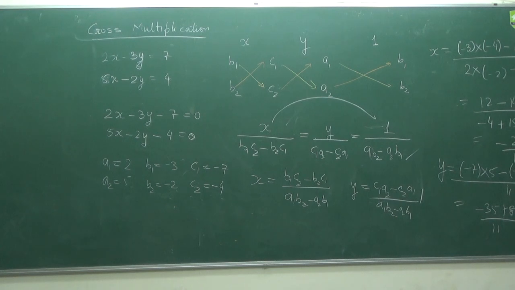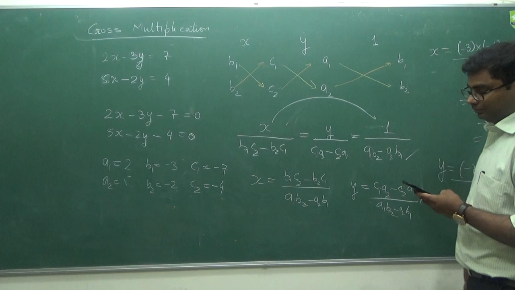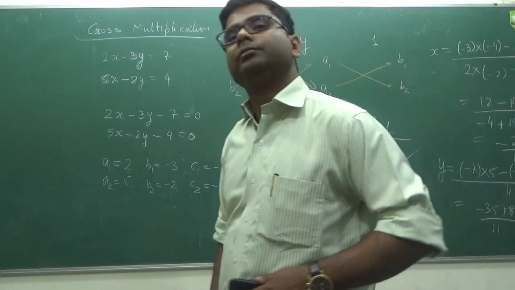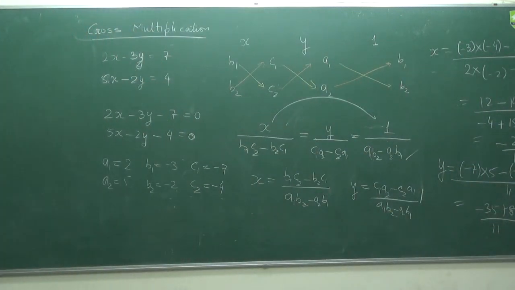All of you got it? So what's the answer? Minus 1 by 4 equal to x and y is equal to 10 by 4. X in decimals will be minus 0.25. Got it? I got it. Next.